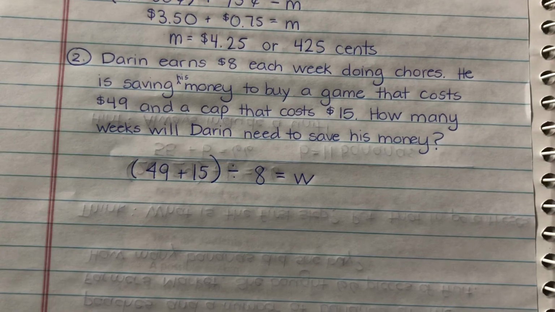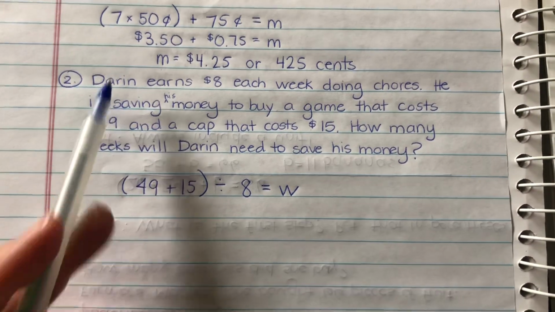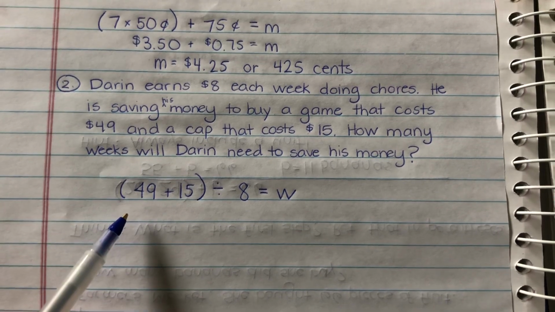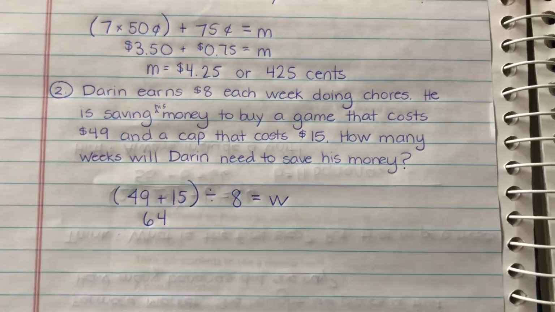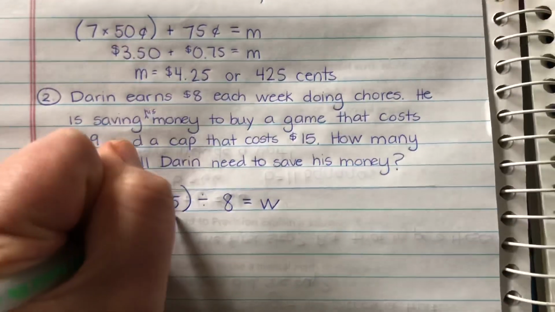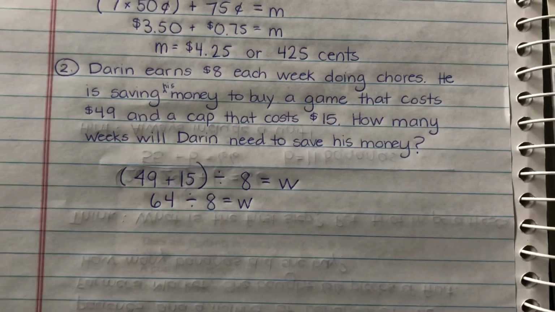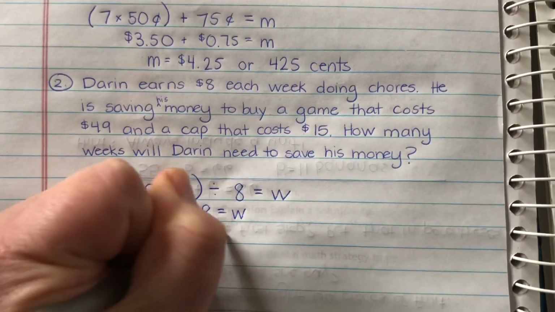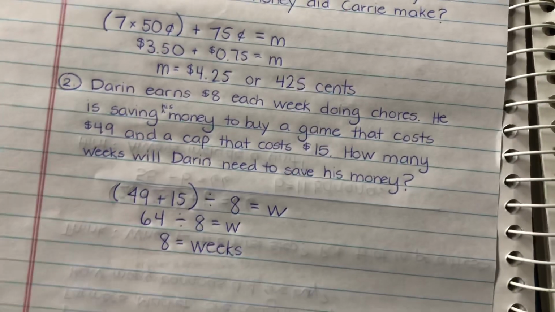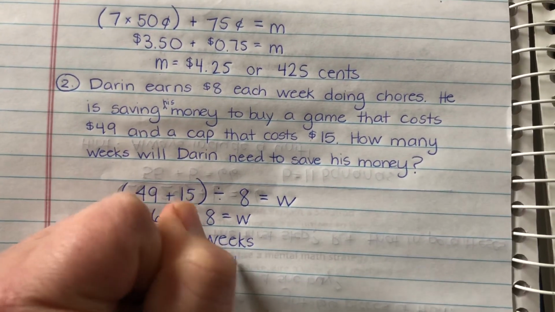So 49 plus 15. You could quickly do it in your head, or you could stack. Either one is fine. I can do this in my head, and I figured out that that was 64. 64 divided by 8 equals how many weeks? 64 divided by 8, I know, is 8. So 8 equals the number of weeks he needs to work. So my final answer would be 8 weeks.